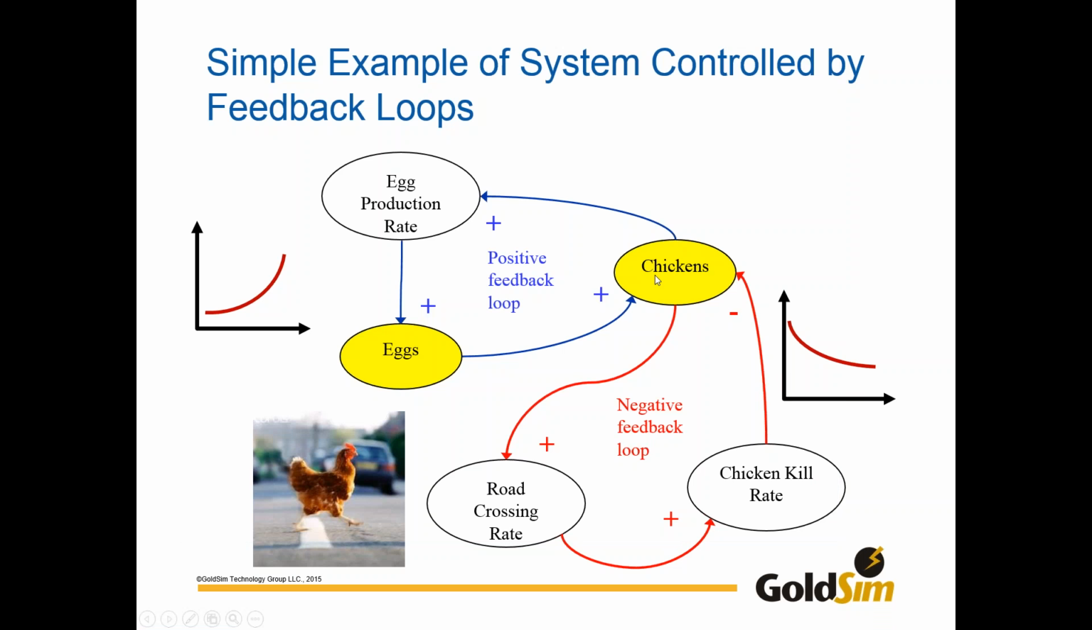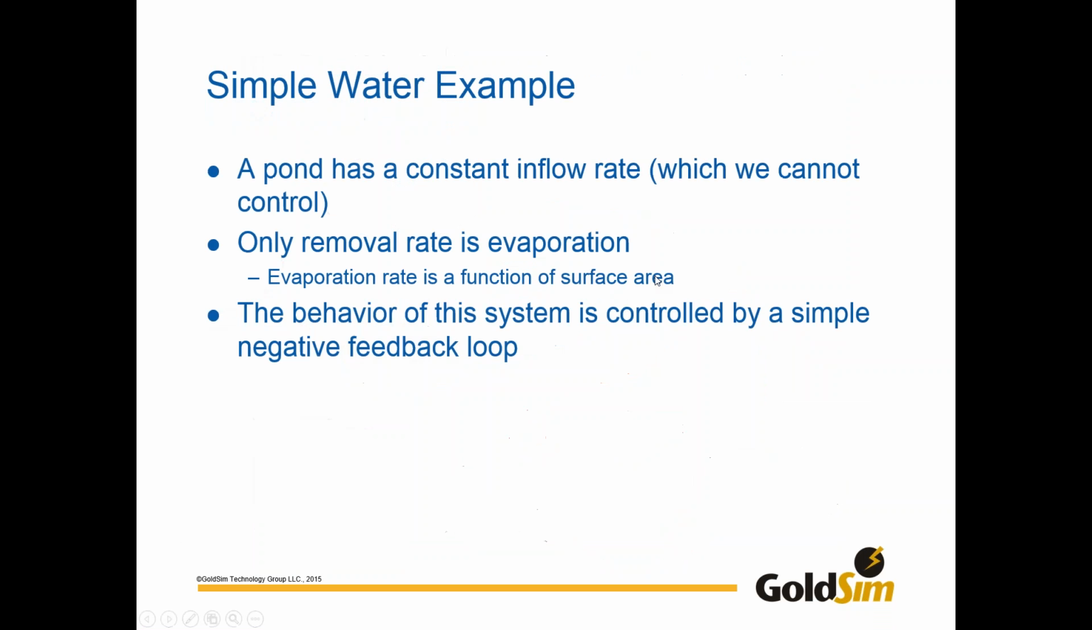All right, so that's a real kind of simple, silly example. Let's now talk about an engineering example. And this is a very simple water example that happens. Anybody who's doing a water management model has to simulate this feedback loop. So we have a pond that has water flowing into it, and we have no control over the inflow rate. And nothing leaves the pond except water that's evaporating, and the evaporation rate is a function of the surface area.